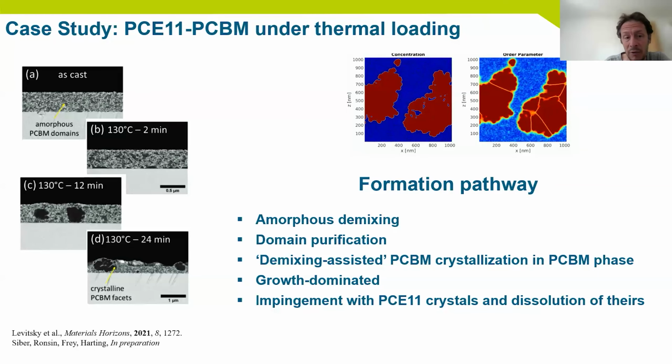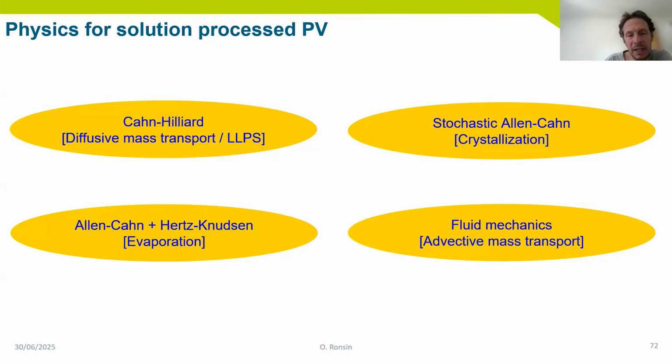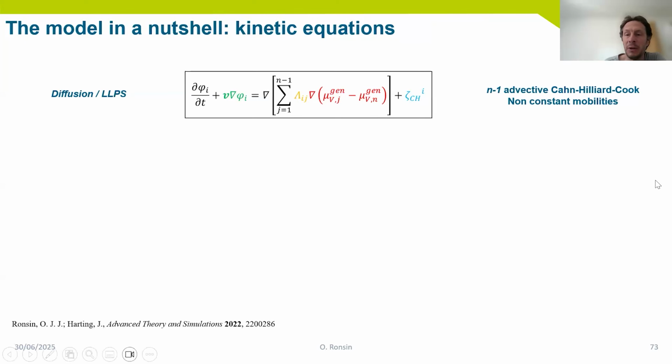Let's switch now to the formation of OPV bulk heterojunction upon drying. Here we need the three equations we already talked about: the Cahn-Hilliard equation for diffusive mass transport, the stochastic Allen-Cahn equation for crystallization, and the Allen-Cahn equation for evaporation. But we also need fluid mechanics to represent advective mass transport.